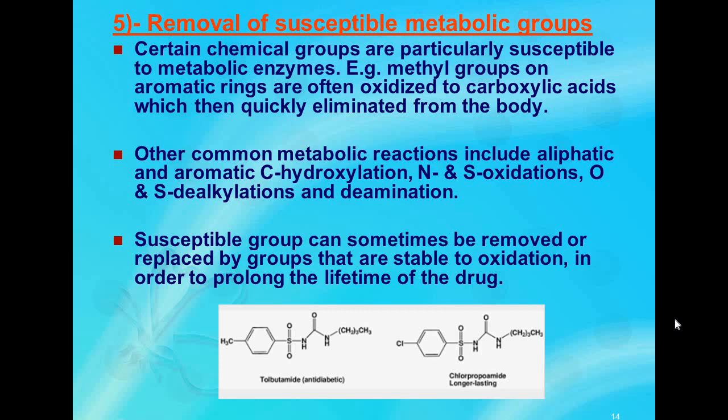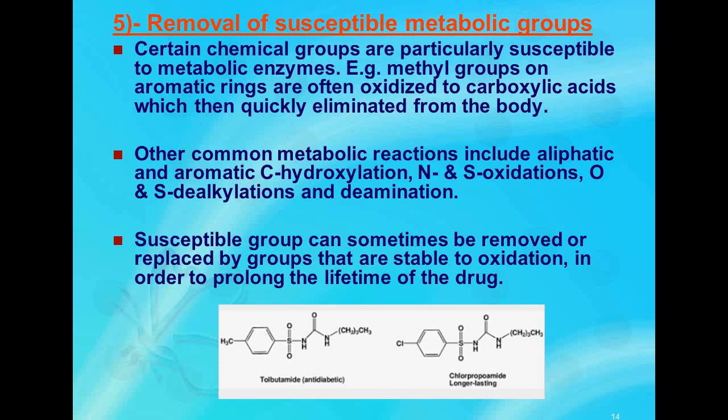Now coming to the removal of the susceptible metabolic groups. Certain chemical groups are particularly susceptible to the metabolic enzymes. Example, the methyl group on the aromatic ring is often oxidized to carboxylic acid, which is then quickly eliminated from the body. Other common metabolic reactions include aliphatic and aromatic carbon hydroxylation, nitrogen and sulfur oxidations, oxygen and sulfur dealkylations and deamination.